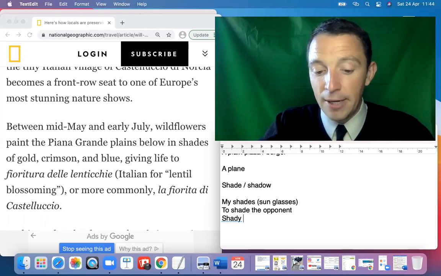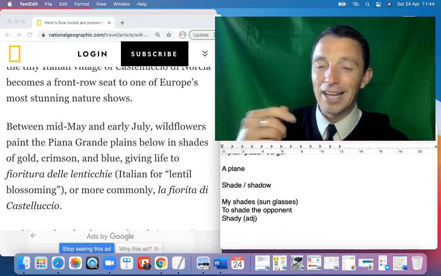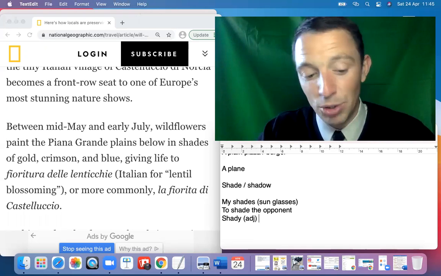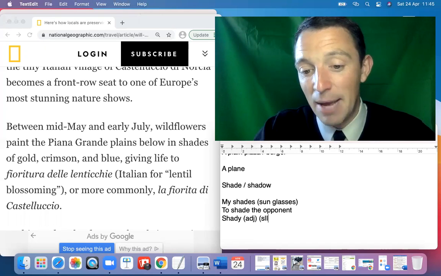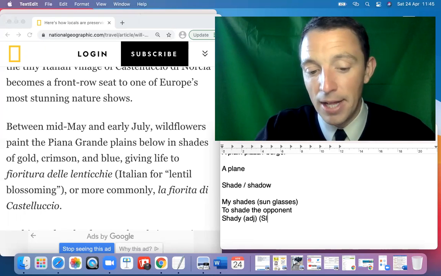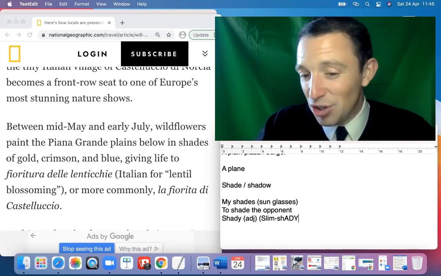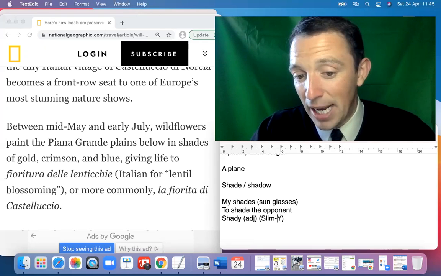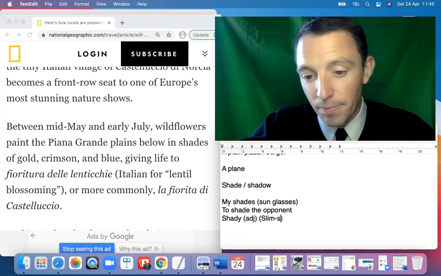The adjective shady is very, very famous, and you remember the musician Eminem, Slim Shady. So Slim Shady is the name of the artist Eminem, but that's just an example because it doesn't explain anything really. So I'm just going to type this better.